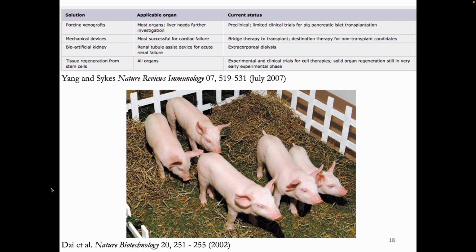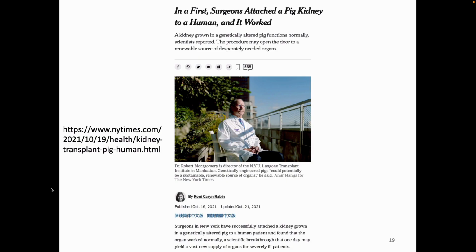This was discussed when I was in grad school. I went to the pig facility to see the pigs because one of my professors was working on this. It's been discussed forever, and it actually happened and worked for the first time this semester. So here you can see a publication from October 2021 of a genetically modified pig with all of the genetic modifications that we thought would work being made, and then that kidney being transplanted into a person and that kidney being fully functional.